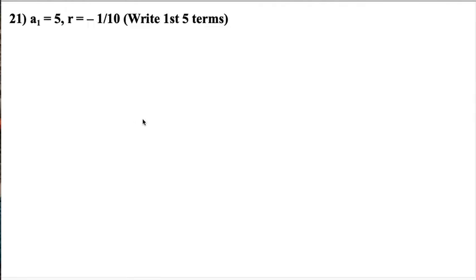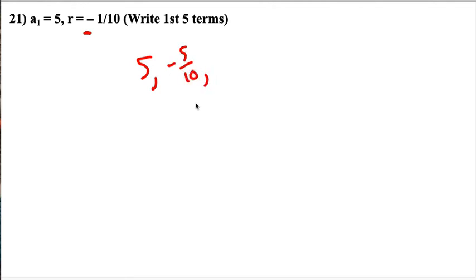Easy. A sub 1 is 5. R is equal to negative 1/10. Write the first 5 terms. Now please bear in mind, because R is negative, this thing is going to what we call oscillate. So A sub 1 is 5. Easy. First term. Yay. Second term. 5 times negative 1/10. Negative 5/10.